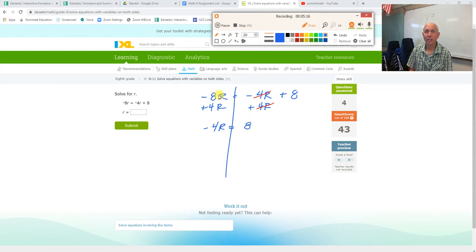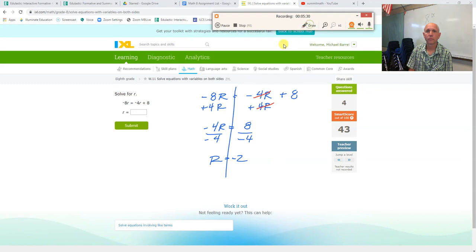Same sign, add and keep. Different sign, subtract. So subtract the two numbers, keep the sign of the bigger number. That's why I got the negative 4r. Dividing both sides by negative 4, r equals negative 2. And let's jump a level.